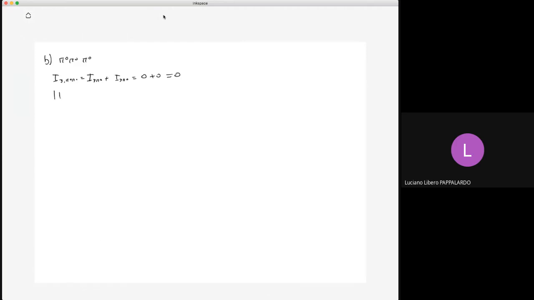Then we compute the total, I pi 0 minus I pi 0, I pi 0 plus I pi 0. And so here, the only possible values range from 0 to 2. So the possibilities are 0, 1, or 2.